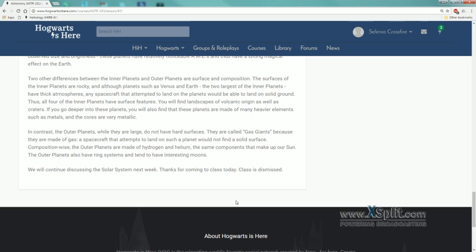In contrast, the outer planets, while they are large, do not have hard surfaces. They are called gas giants because they are made of gas. A spacecraft that attempts to land on such a planet would not find a solid surface. Composition-wise, the outer planets are made of hydrogen and helium, the same components that make up our sun. The outer planets also have ring systems and tend to have interesting moons.